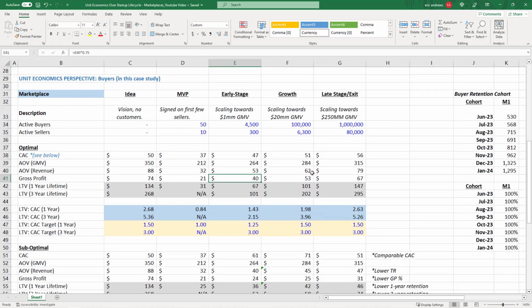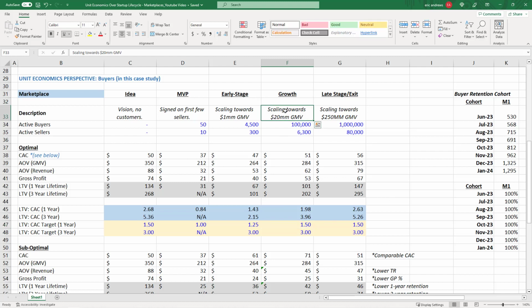So here you can see our gross profit was 40. Okay, so we went through the LTV to CAC ratio. And again, we want to make 1 to 1.5 times our LTV to CAC ratio in year 1 and 3 plus over 3 years of the customer's lifetime.